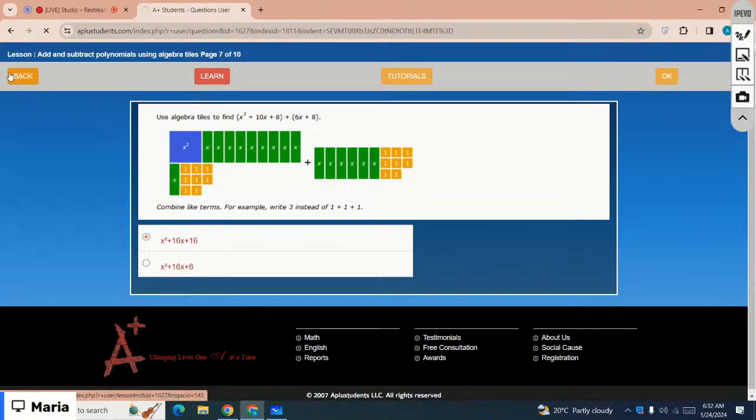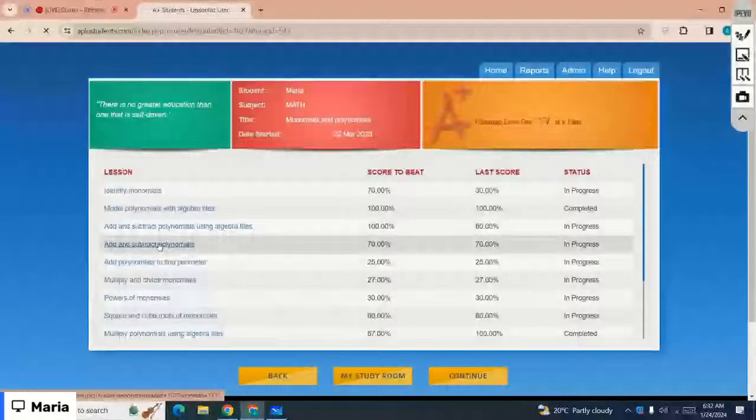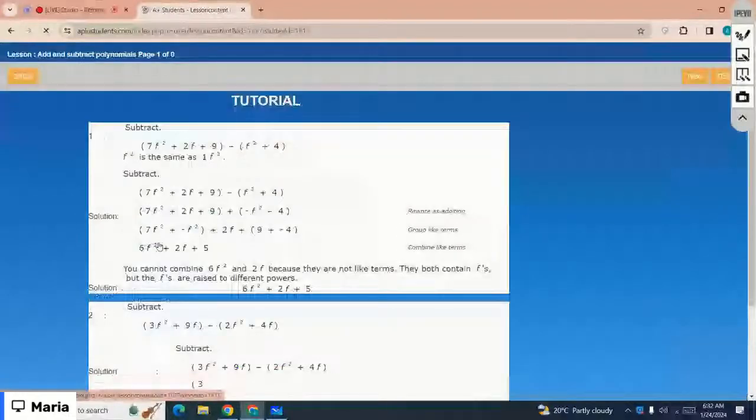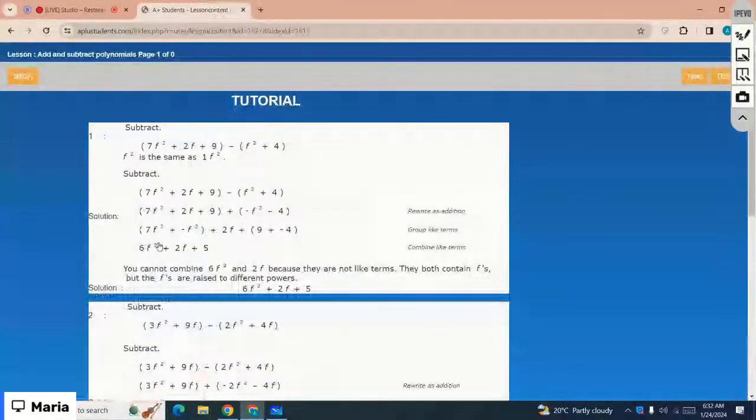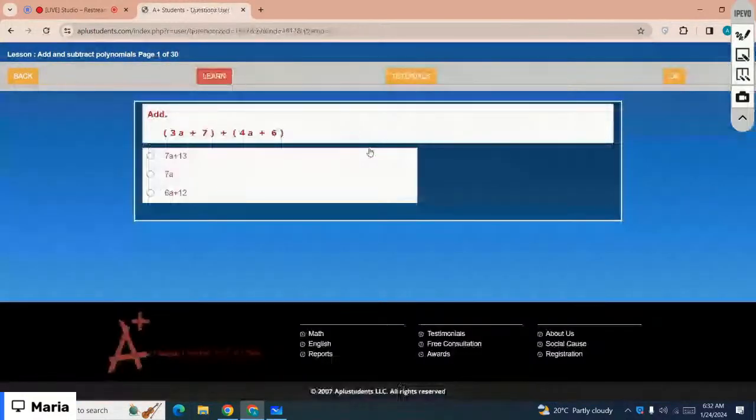And the next lesson is add and subtract polynomials. So we have done adding and subtracting using algebra tiles. Now we're going to simply add and subtract polynomials, right? The first one is 3a plus 7 plus 4a plus 6. The two polynomials, you have to add them.